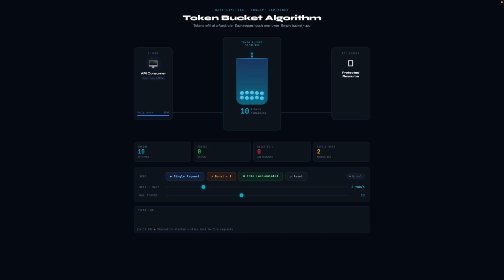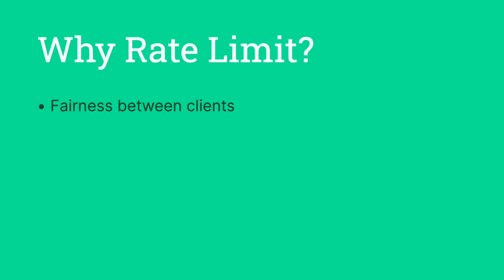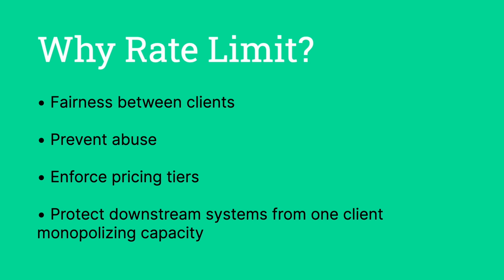Rate limiting is typically enforced at the entry point of your system. It is an intentional design decision. The reasons you do it are fairness between clients, preventing abuse, enforcing pricing tiers, and protecting downstream systems from a single actor monopolizing your capacity.